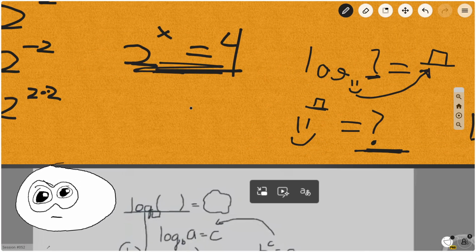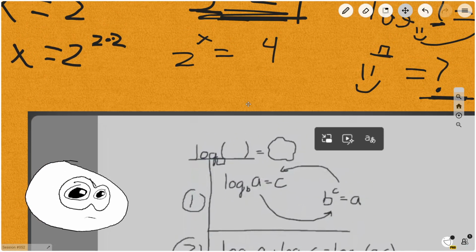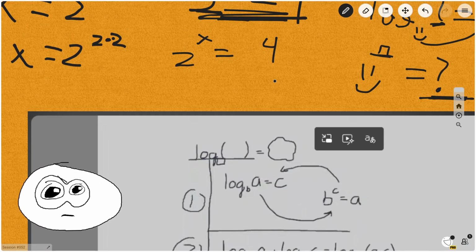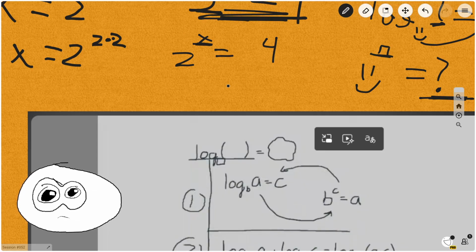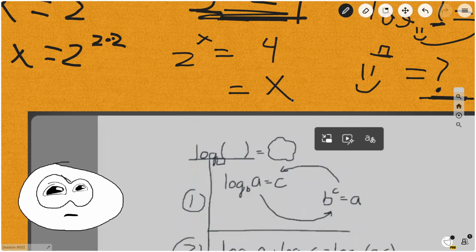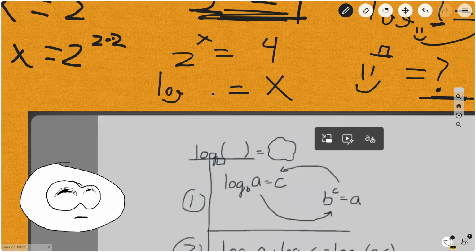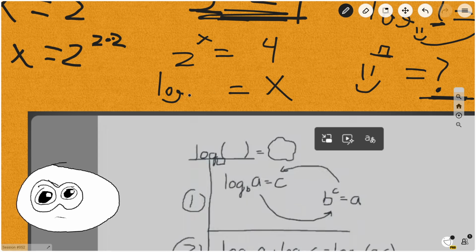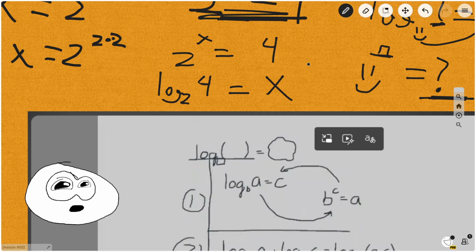Here we have, not smiley face, but 2 to x equals 4. And using the more sensible equation that we have here, we would actually put the log function of the exponent. Oh, wait. Sorry, misspoke there. We would carry the exponent to be its own thing. And then we would have log base 2 of 4. Alright, so we got that, right?